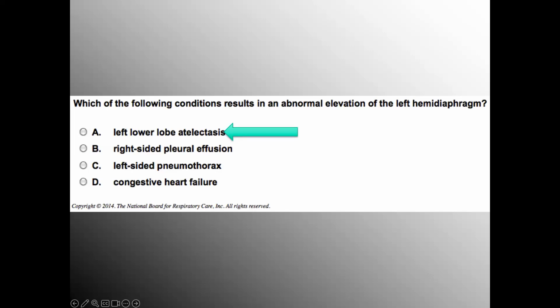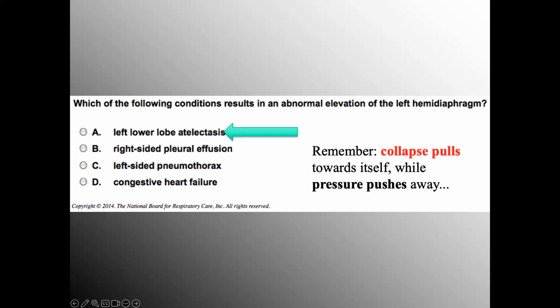Remember, anytime I have lung collapse, it's going to pull towards itself, P-U-L-L. Here's a good mnemonic device to help you remember: if I collapse on someone, I pull them down with me. Anytime you have lung collapse, it pulls towards itself. So if the atelectasis is severe enough, it will actually shift the mediastinum towards the affected side, whereas pressure pushes. So collapse pulls, pressure is going to push.